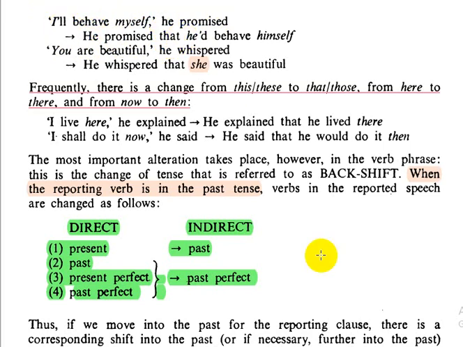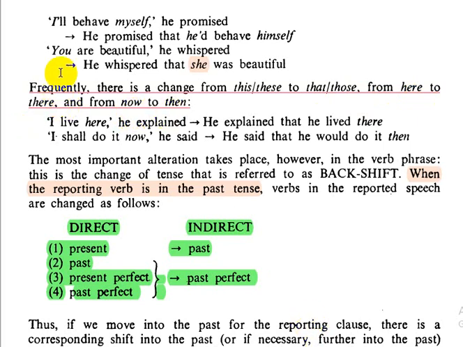I into he. The other change, the change of the tense, will into would. He would behave himself. Myself into himself. So these are the main three changes: we insert that, we change the first and second person pronouns into third person pronouns, and the change of the tense, as well as other changes. For example, if we have reflexive pronouns, and sometimes there's a change from the demonstrative pronouns this, these into that, those, here to there, and now to then.